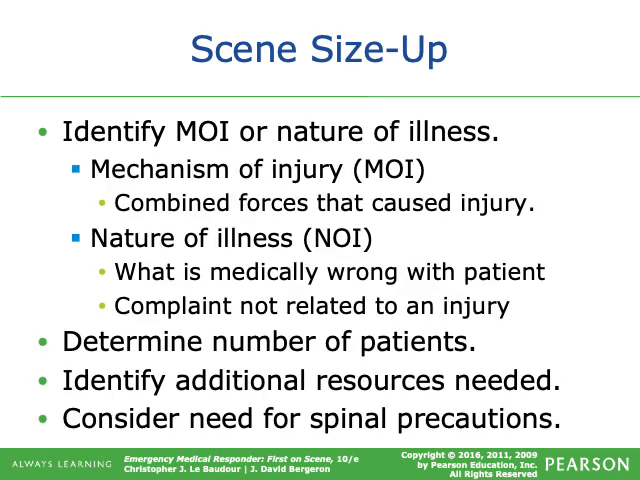All right. Next thing you're going to do is identify the MOI, which is mechanism of injury, or the nature of illness for a medical patient. MOI is going to be combined forces that cause the injury. Nature of illness is what is medically wrong with the patient, a complaint not related to an injury. Determine the number of patients. Identify additional resources that are needed. Consider the need for spinal precautions.